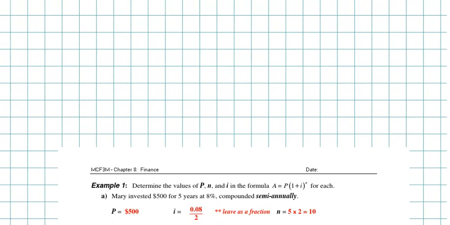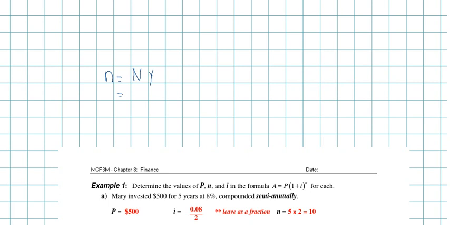What's N? 5 years? 5 divided by 2? No, it's 5 years. Semi-annually means it's 2. Okay, remember that we said N is your big N, which is the compounding period, times how many years you have. We're not dividing. I don't know where you guys are getting the division from.